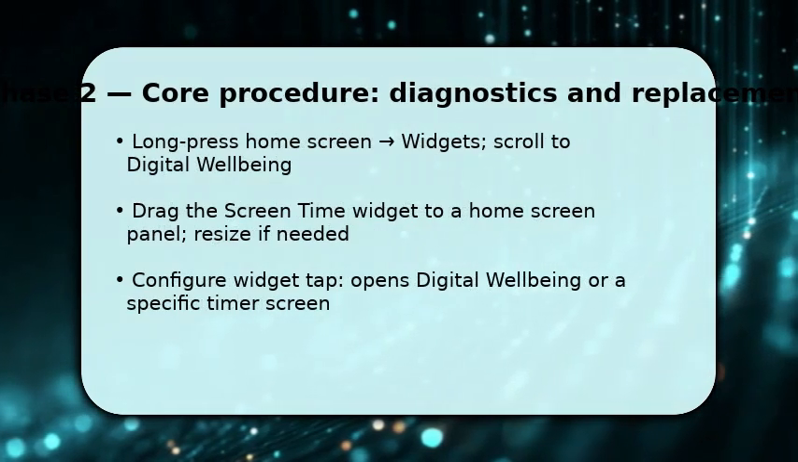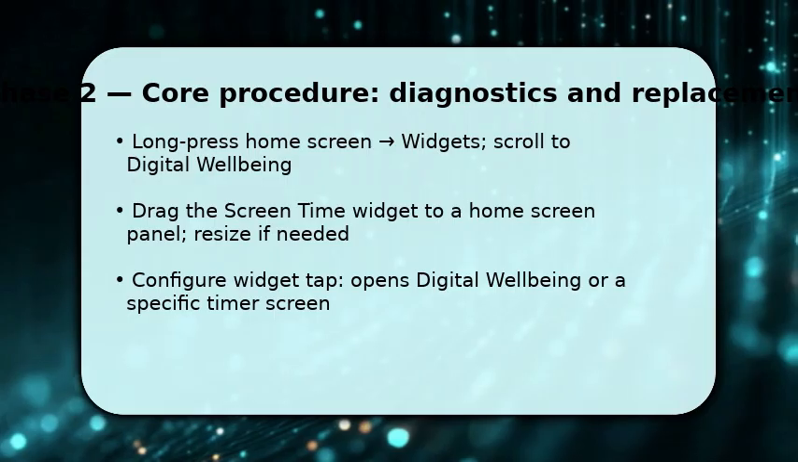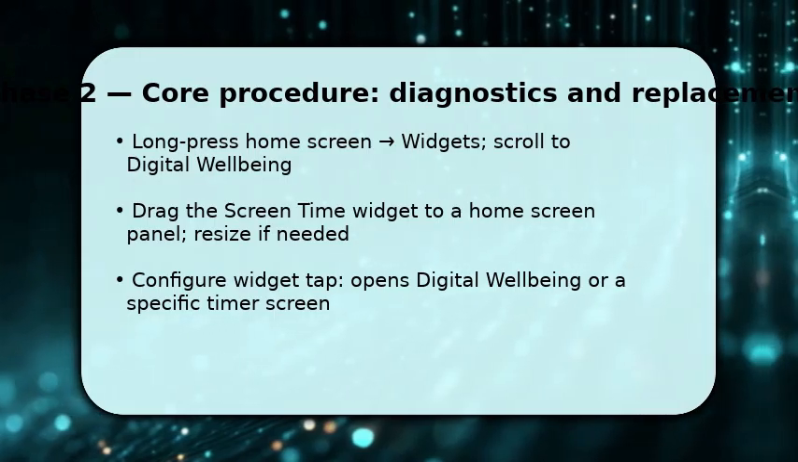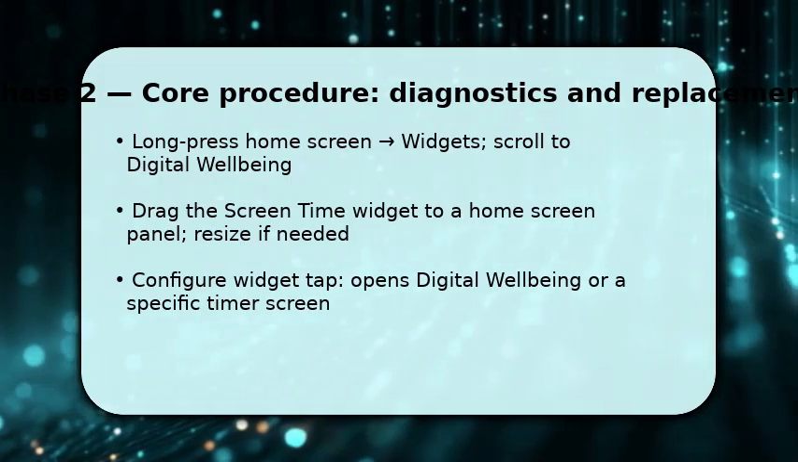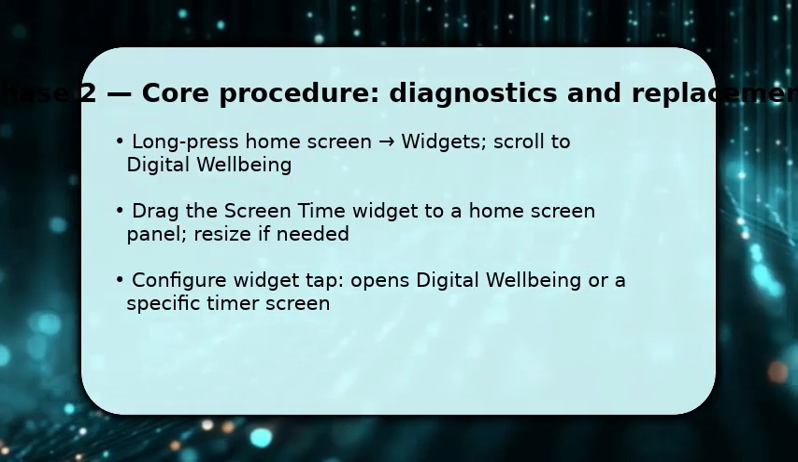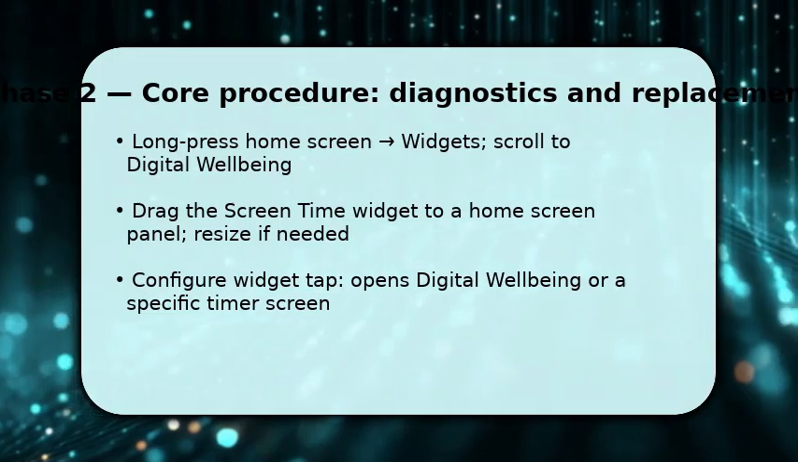Long press an empty home screen area, select widgets, and scroll to digital well-being or screen time. Drag the screen time widget to your chosen home screen panel. Once placed, you can resize it by dragging edges. Larger sizes show more stats.